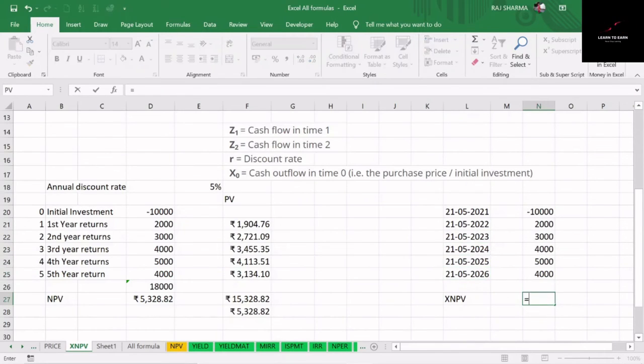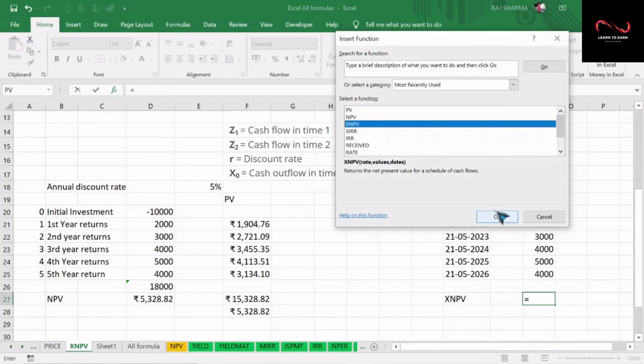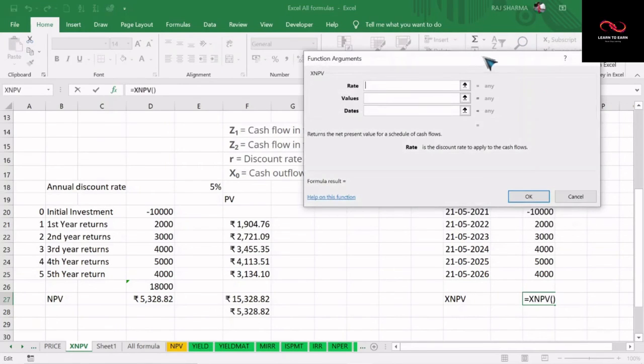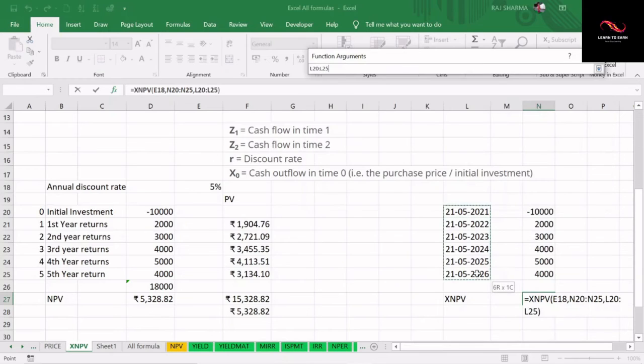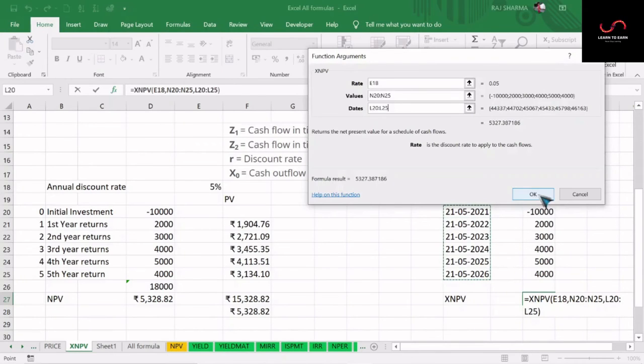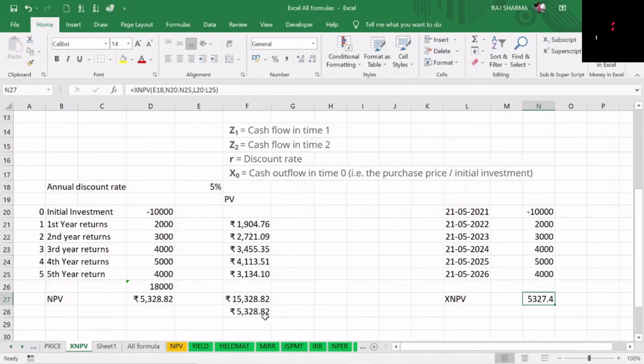So let us first work out XNPV. Go to the function tab, choose XNPV, and then first is the rate. So put the rate 5%, then the values. Here you have to take the initial outflow and subsequent inflows both. And then the column for dates is there, so you have to put the dates there. And you can see it's nearly the same, 5328 and 5327.4.